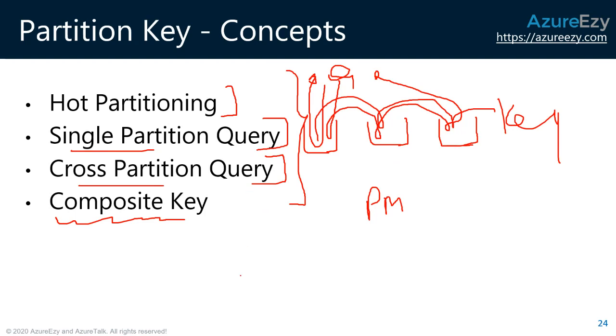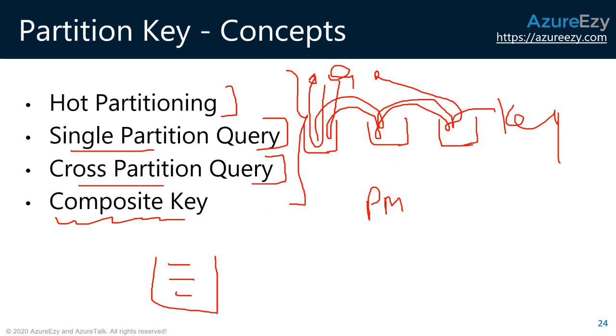And each logical partition, for example, this is the logical partition and these are the documents here. This document cannot exceed the size of 2 megabytes, and this logical partition cannot exceed 20 gigs of data. These are the restrictions. Now, let's suppose you have chosen a key, for example, the hot partitioning key. So of course, your data inside this logical partition is going to be more than 20 gigs, right?